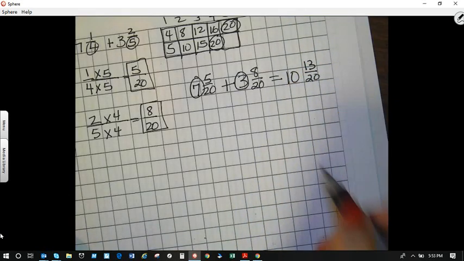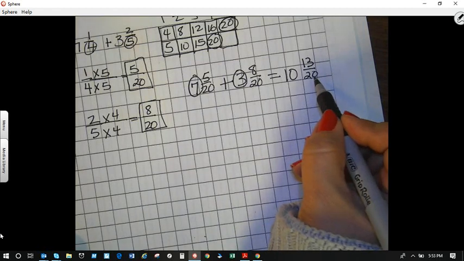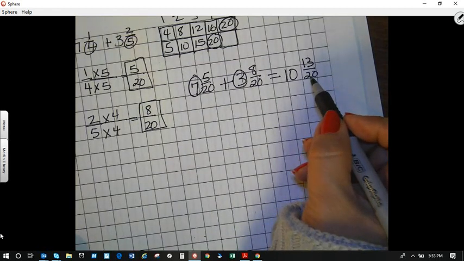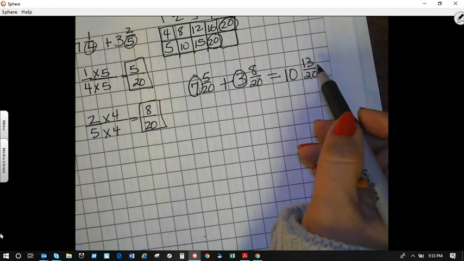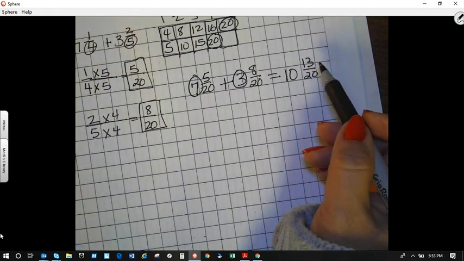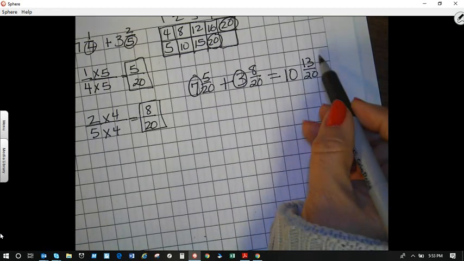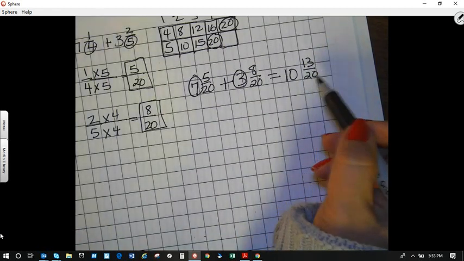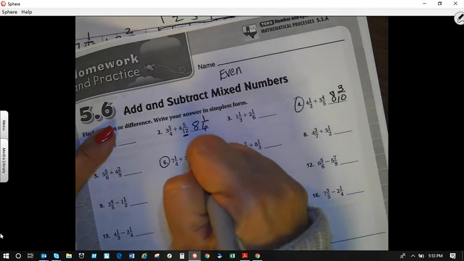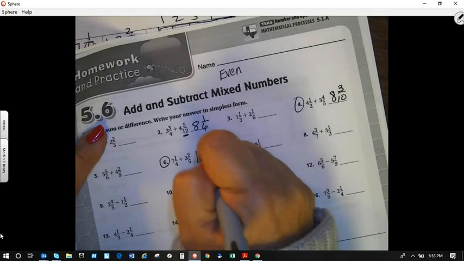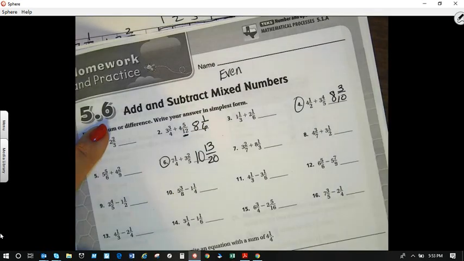Okay, so now, am I done? Yeah. Okay, 13 is a prime number, so it's only 1 times 13 equals 13. Can 13 go into 20 evenly? No, not at all. So we are done. And so my answer is 10 and 13/20. That's it. Let's look at number 8.